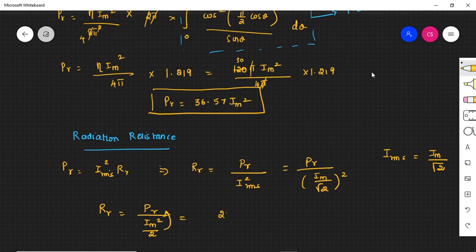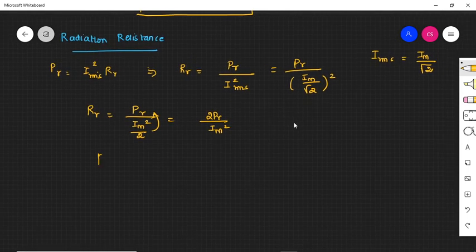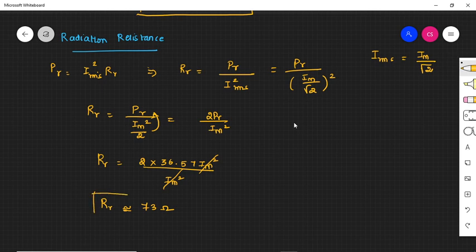Reciprocating this term, this becomes 2 PR divided by Im square. We have already found PR in the previous step, so substitute the power radiated value here, and therefore the radiation resistance becomes 2 into what is power radiated? It is 36.57 Im square divided by Im square here. So if I cancel out this Im square and Im square, we are getting the radiation resistance to be approximately equal to 73 ohm. 2 into 36.57 gives you 72 point something, which is nothing but 73 ohm.